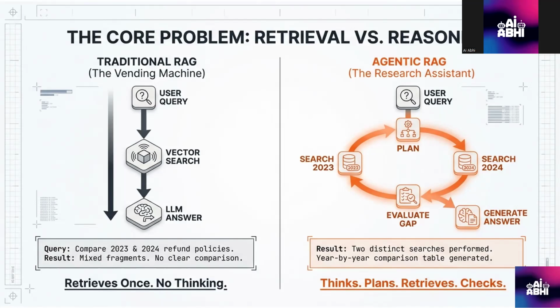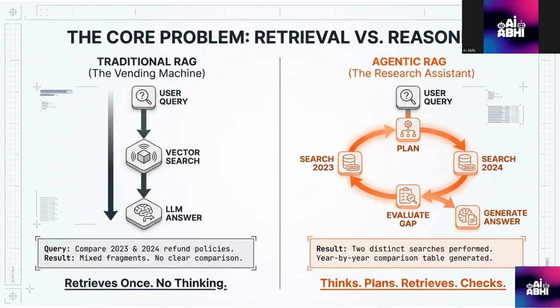Agentic RAG puts an AI agent in the driver's seat. The agent can plan what to do, decide whether to search or not, choose which tool or database to use, evaluate whether it found enough information or not, and then loop back if it needs more.